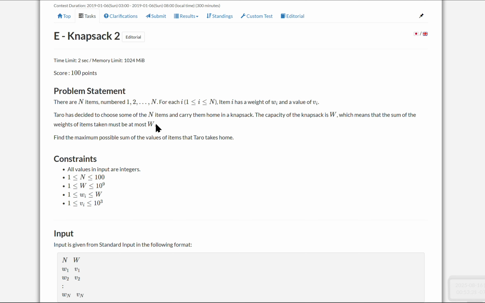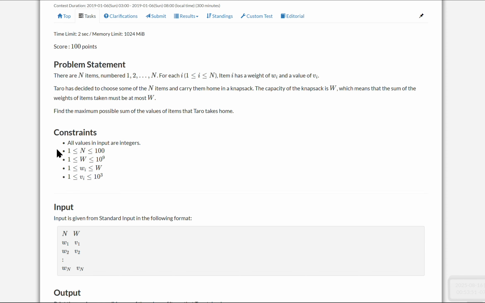Obviously, we can try everything, but that's like 2 to the n, right? You either take or don't take each item, that's 2 to the n. Or we can do it one by one and see how we can work off the previous answers, okay? So, let's see what we can work with here.